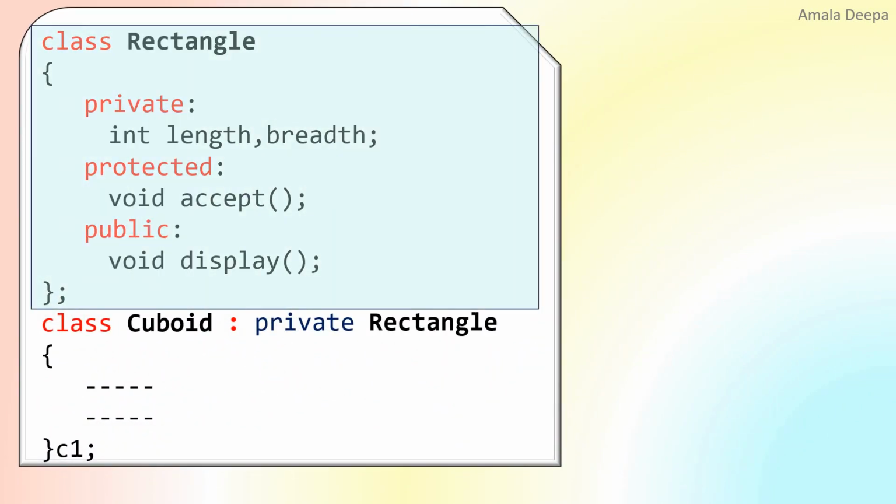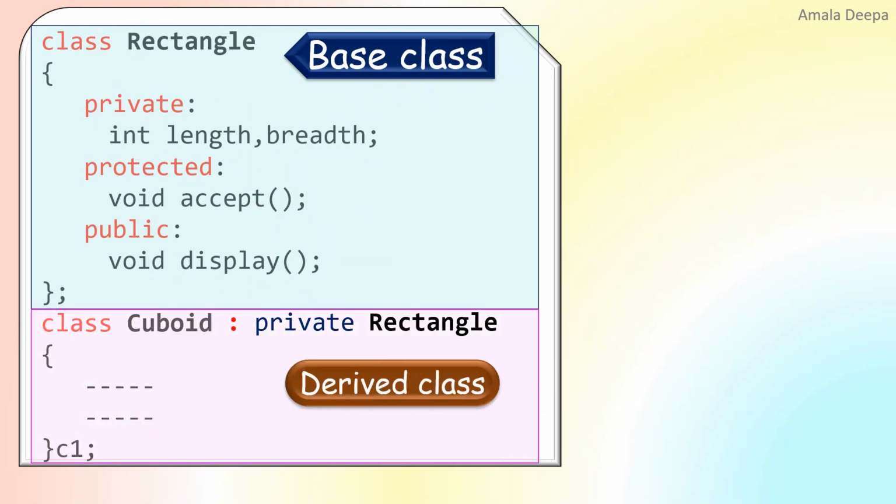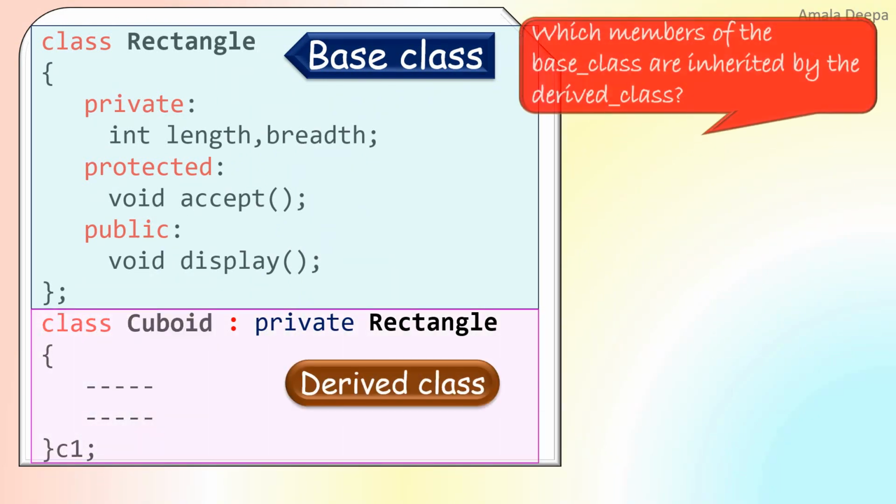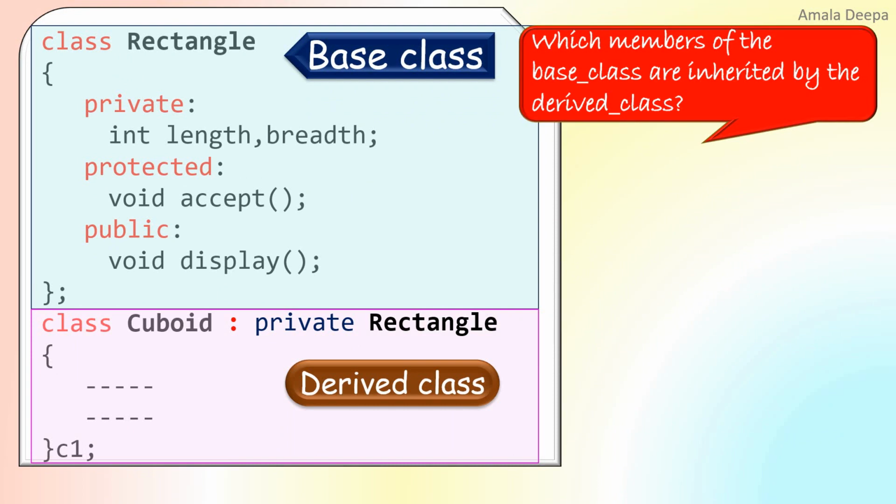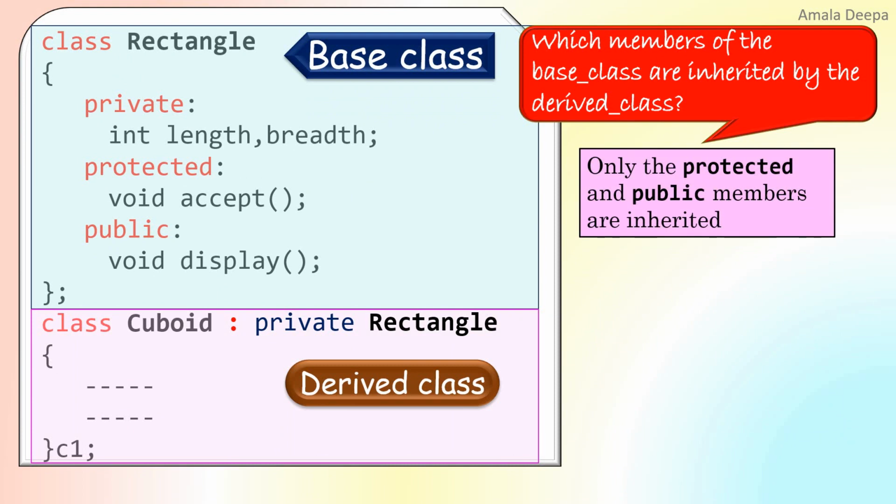Class rectangle is the base class and class cuboid is the derived class. Which members of the base class are inherited by the derived class? Only the protected and public members of the base class are inherited by the derived class. Here, the protected and public members of the base class are accept and display. So, only these two member functions are inherited by the derived class cuboid.